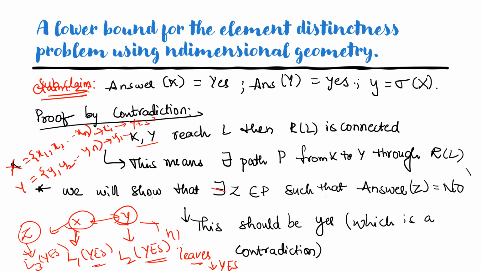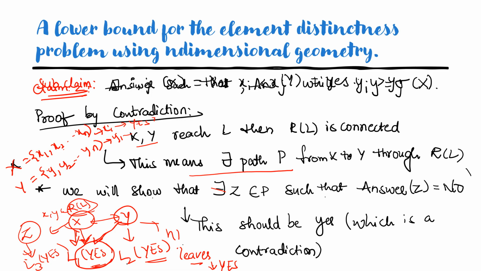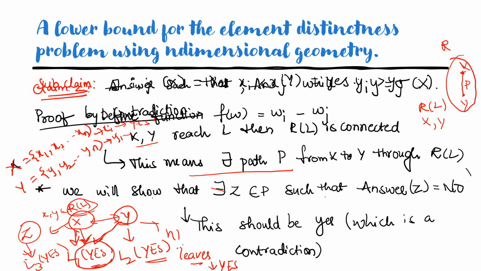So if x and y reach the same L, then x comma y belongs to R of L, which means R of L is connected. So there should be a path P in R of L that will go through x comma y. So for example x, y. So this is the path P in the region R of L.